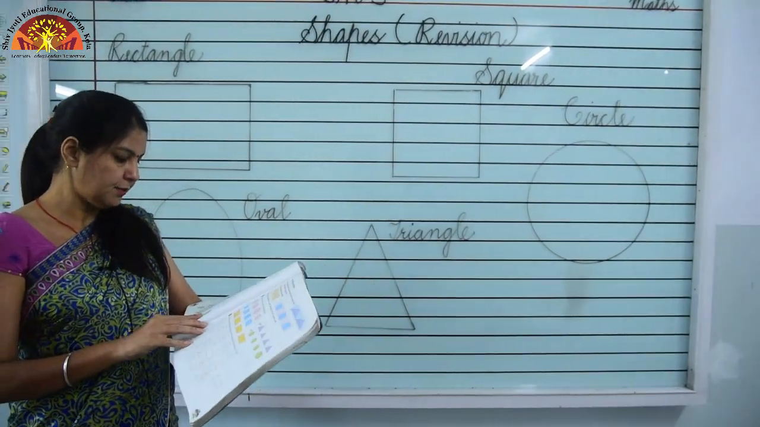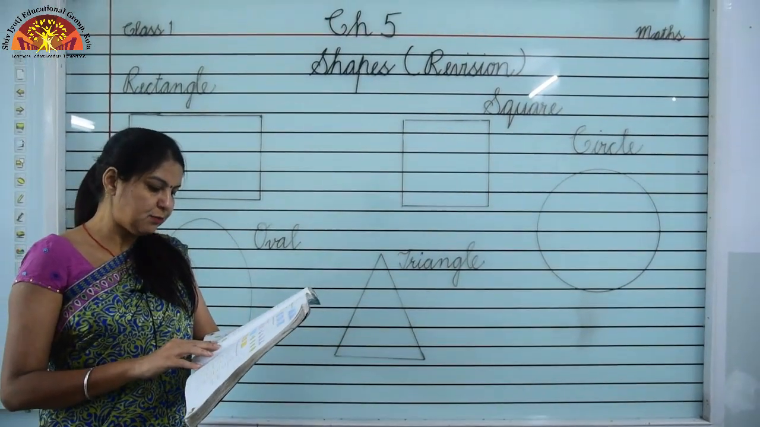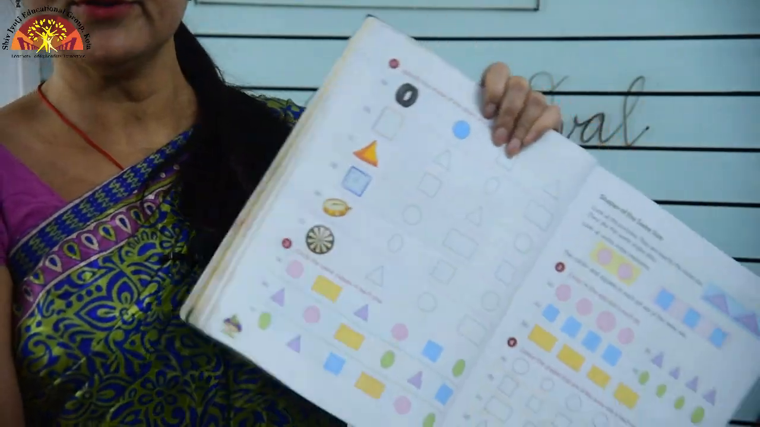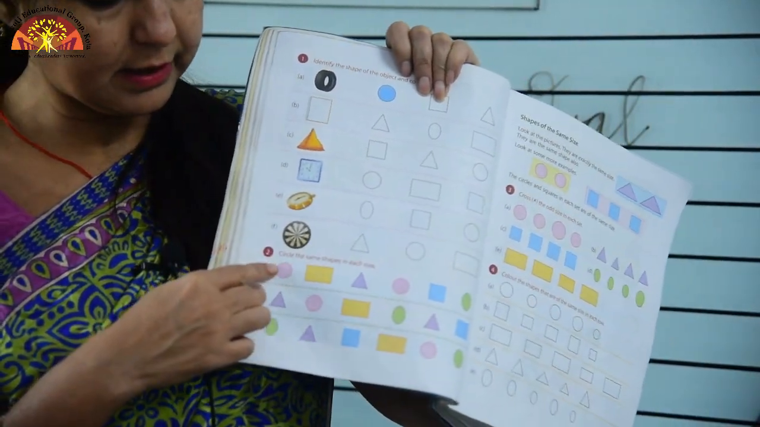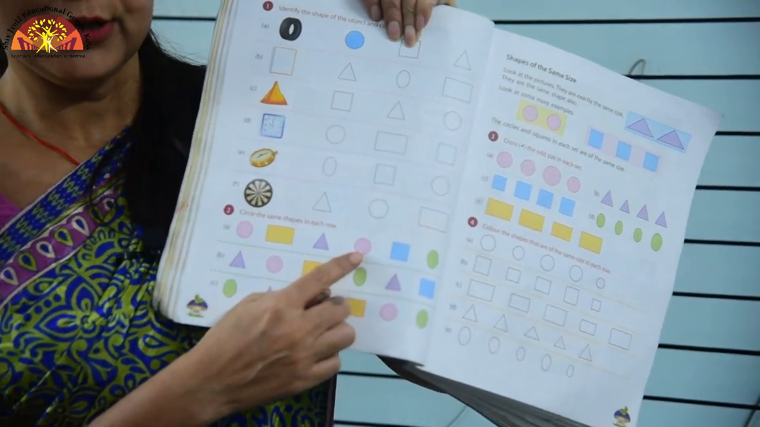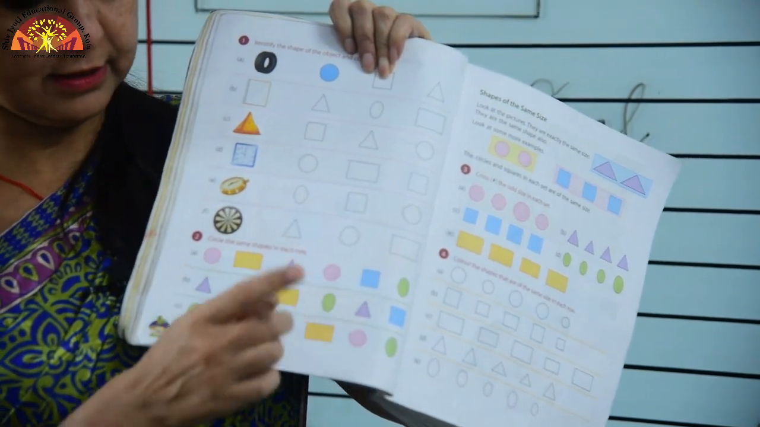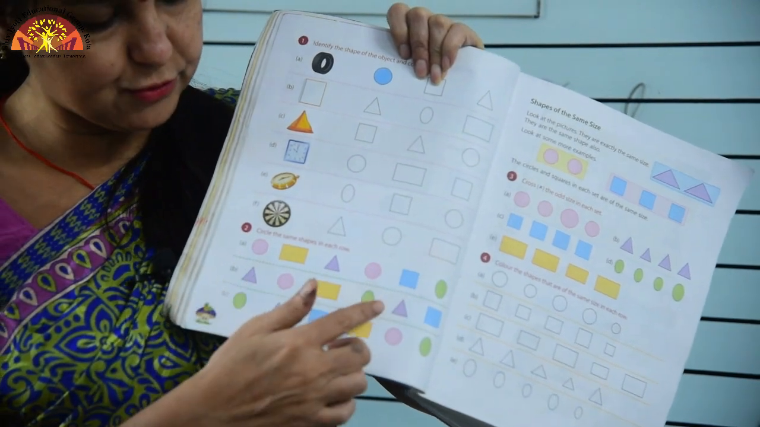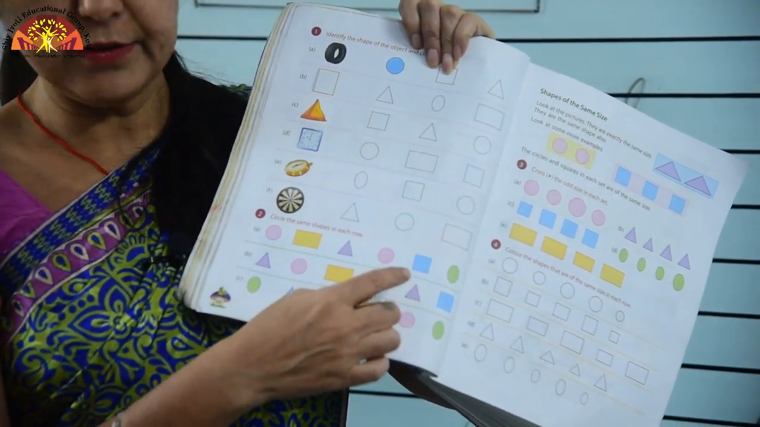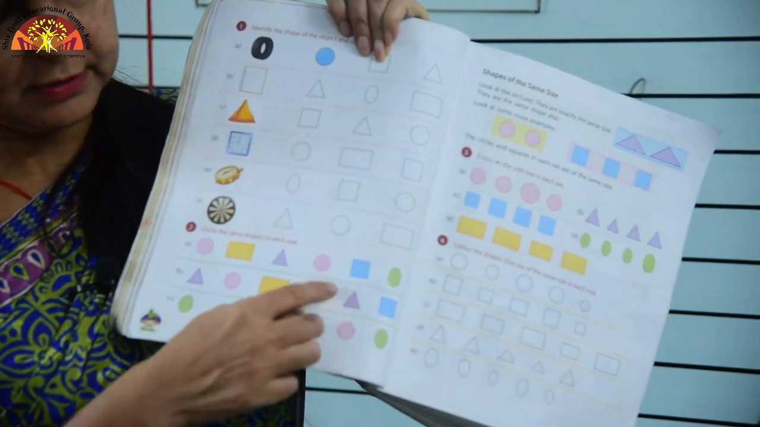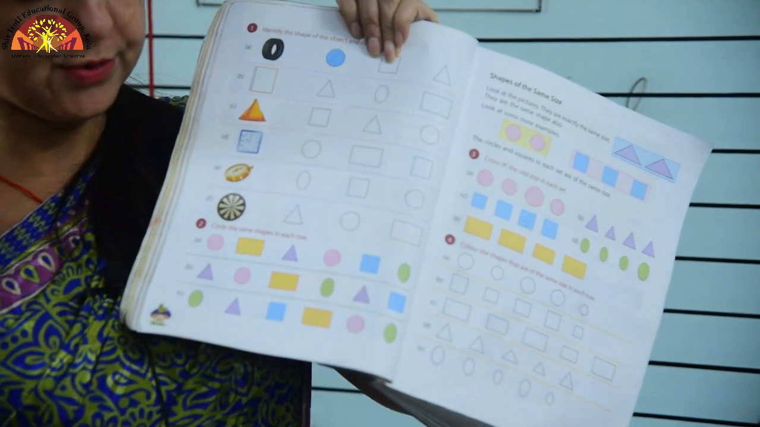Now come to the question number 2. Circle the same shape in each row. Here you have to identify, you have to circle the shape. Here this is circle and you can find out where is circle here. This is circle. So we will circle this circle. Now this is a triangle. So what you have to do? You have to circle the triangle where triangle is given in the options. This is triangle, so we will color this triangle. Now the others you can do yourself.